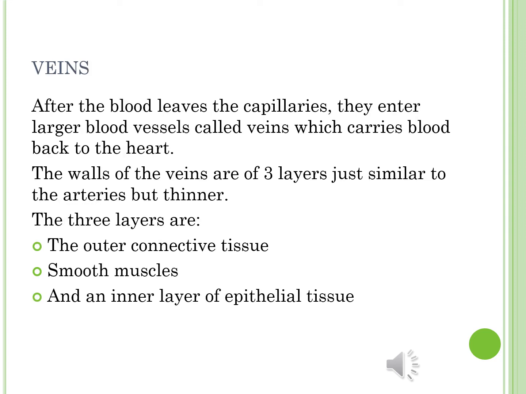After blood leaves the capillaries, it enters large blood vessels called veins, which carry blood back to the heart. The walls of the veins are also made of 3 layers, just similar to the arteries, but they are thinner. The 3 layers are the outer connective tissue, an inner layer of epithelial tissue, and smooth muscles. Please note that these are the same structure as the arteries, however, they are thinner.